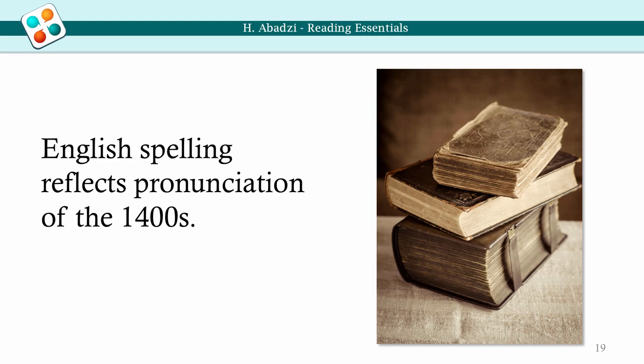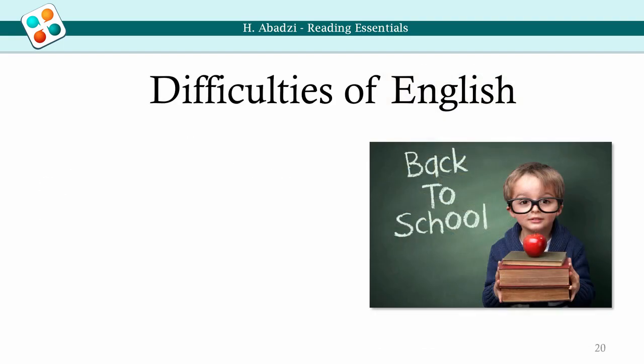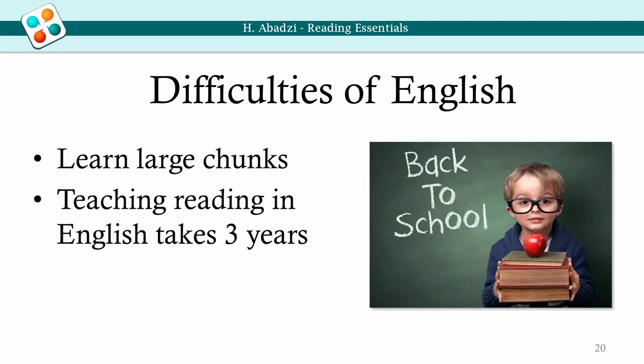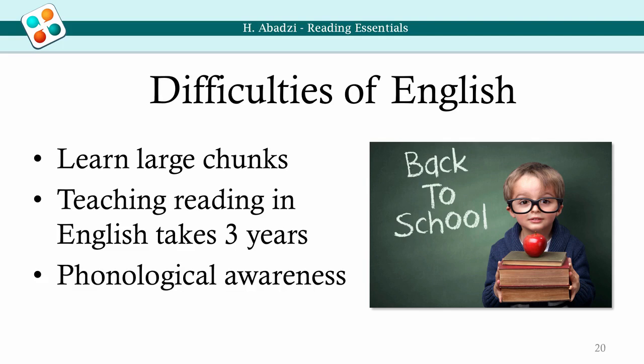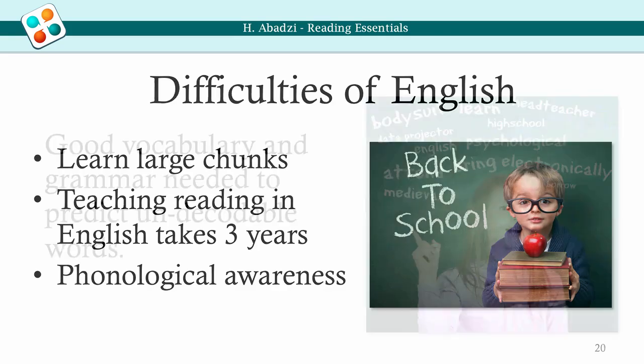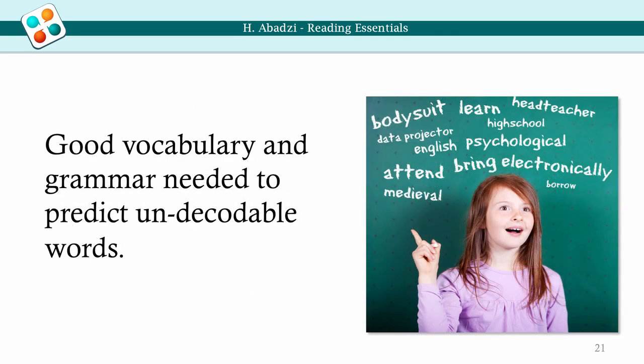English spelling reflects pronunciation of the 1400s. It therefore requires instruction for about 3 years. Students must learn large chunks, such as was, saw, through, as sight words. Teaching all combinations takes 3 years, and phonological awareness is important. Students must also know sufficient vocabulary to predict likely words that they do not yet know to decode.